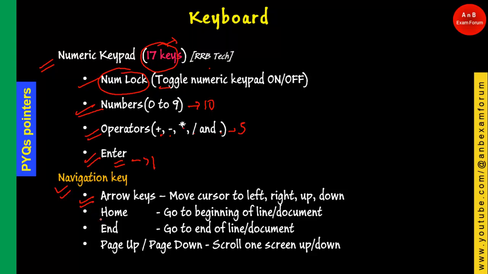Then you have Home. As you know, it is used to bring the cursor to the beginning of the line or the document, and End is used to make the cursor go to the end of the line or the document. Page Up and Page Down are generally used to move one screen up and one screen down.